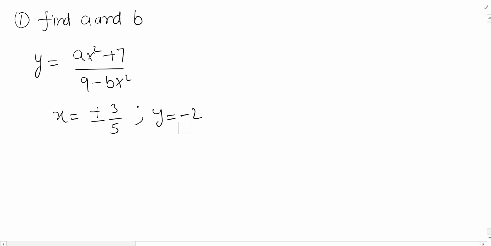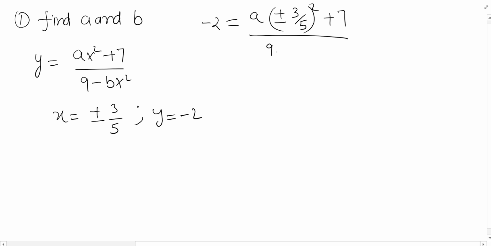y is equal to minus 2, and a is, we don't know what that is. A stays a, x is that number, so we write plus minus 3 over 5 whole squared plus 7 divided by 9 minus b and vx, which is again plus minus 3 over 5 and square root of that. Now we simplify this, and minus 2 equals the square root of that. And if you square any negative number, it turns into positive. So we don't write plus minus, we just write 9 over 25.